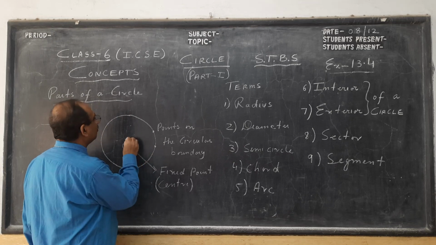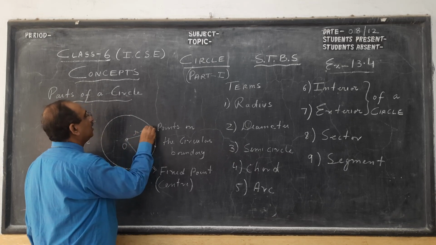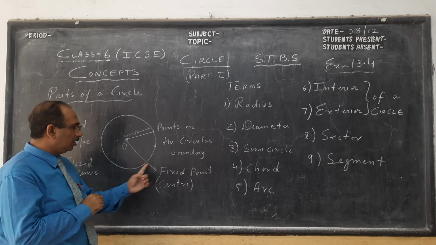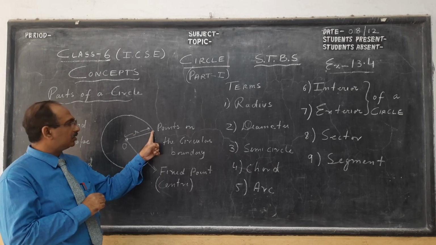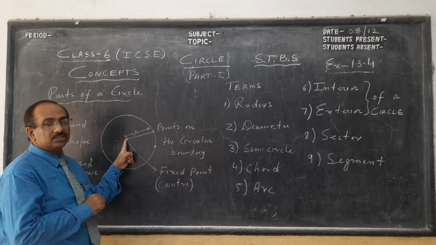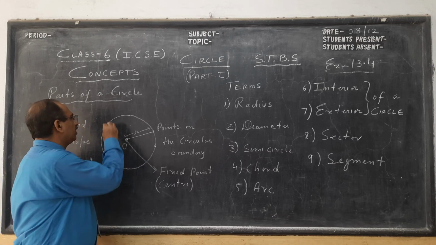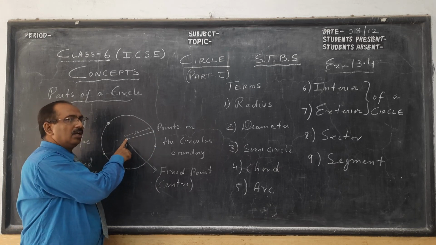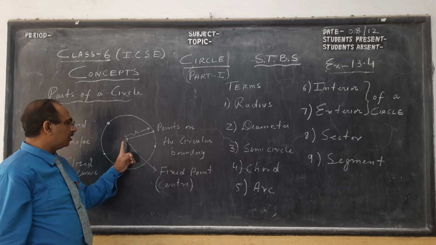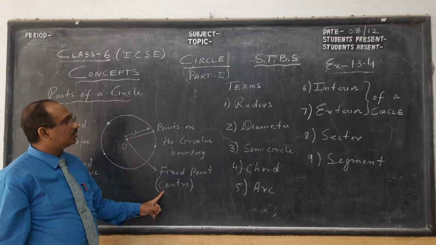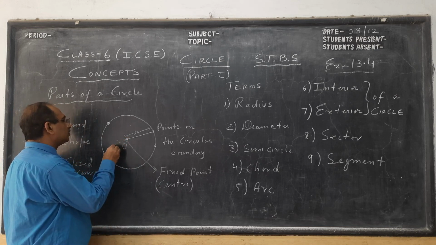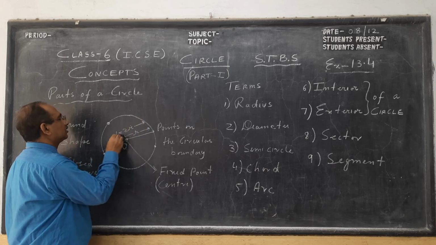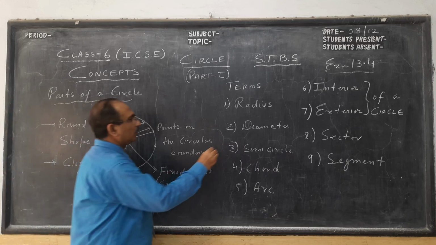So all the points on the circumference are at an equal distance from the center, and this distance is called the radius. Once more, all the points on the circular boundary, or on the circumference of the circle, are at a fixed distance from one point. Anywhere you take any point here, all these points are at an equal distance from a fixed point, and that fixed point, children, is called the center of the circle. And if you produce the radius to the other side, we get a diameter which is twice the radius. Okay, so the diameter is twice the radius.